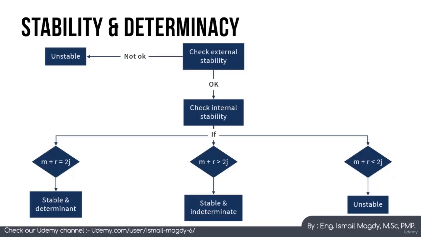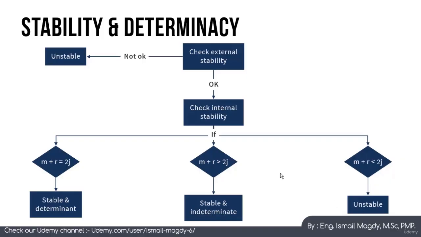So now the stability and determinacy of trusses go through the following flowchart. First, you check the external stability of the truss, and this is also applicable for beams. If it is found not okay, this means it is unstable. If it is found to be okay, we need to check the internal stability. We go to these three cases of the equations, which is either M plus R is more than 2J, or equals 2J, or less than 2J. Of course, this equation is for trusses, but we have different equations for frames and for beams. And for each case, we find if it is stable and determinate, or indeterminate, or unstable.